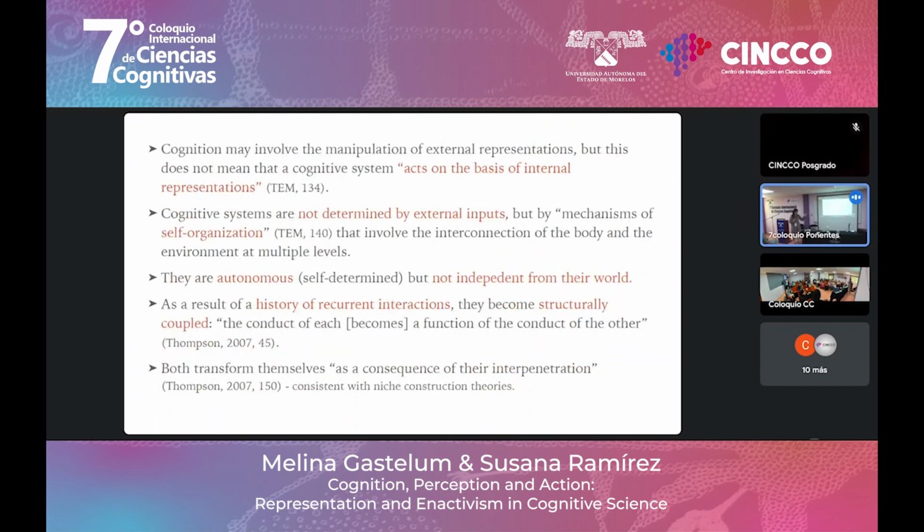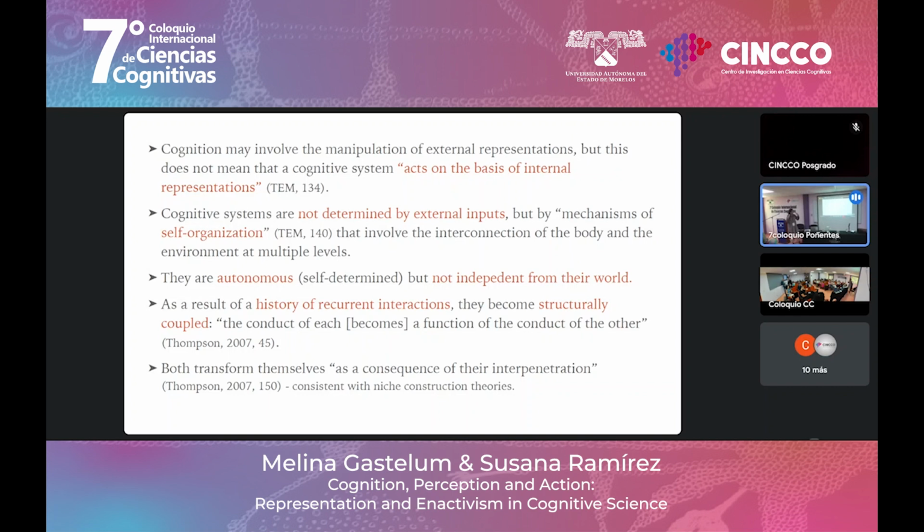Okay, so as Melina said, cognition may involve the manipulation of external representations in language, in symbols, but external symbols. But this does not mean, for our approach, that a cognitive system acts on the basis of internal representation, as it is for a representational theory of mind. So cognitive systems are not determined by external inputs. That is, they are not heteronomous. They give themselves their own norms. I'm going into that in the next slides.